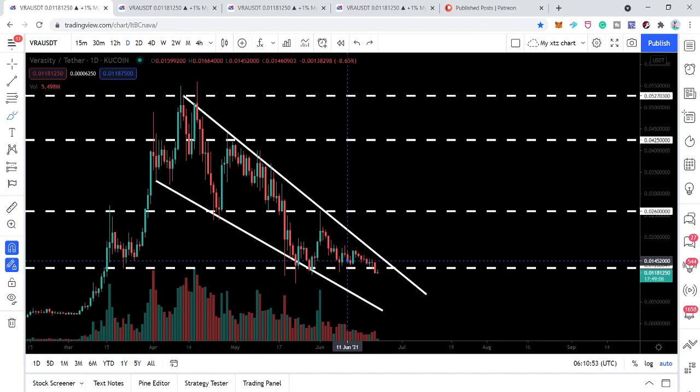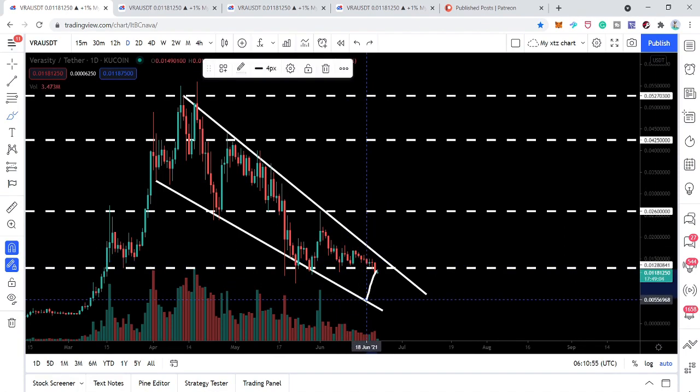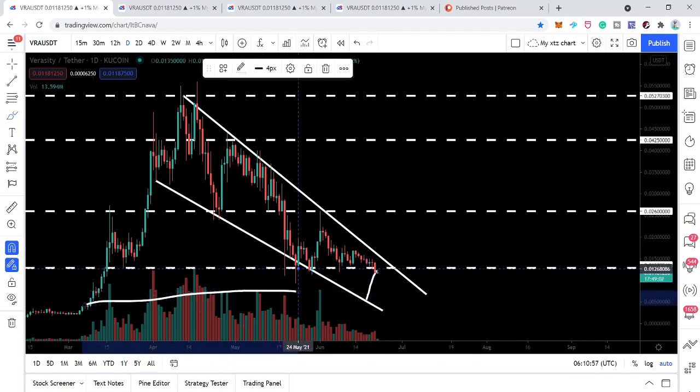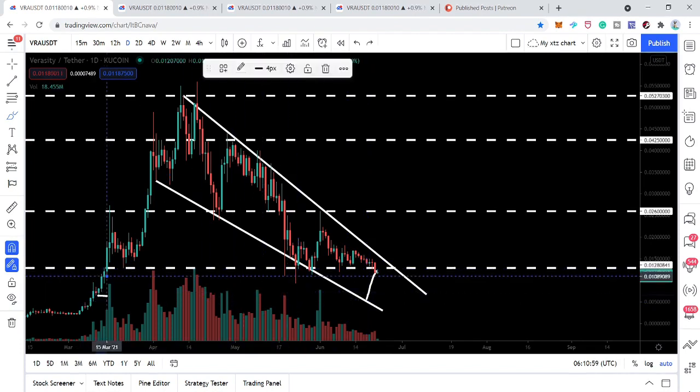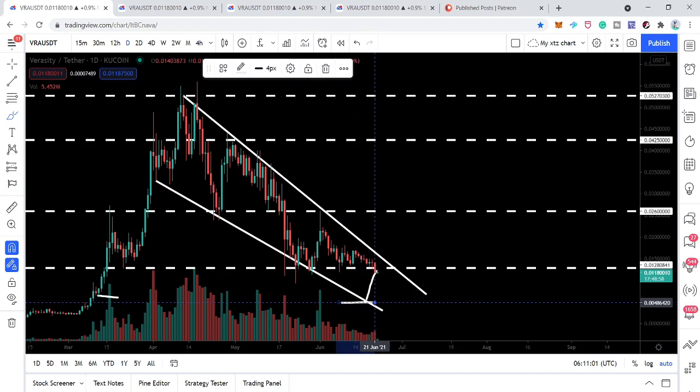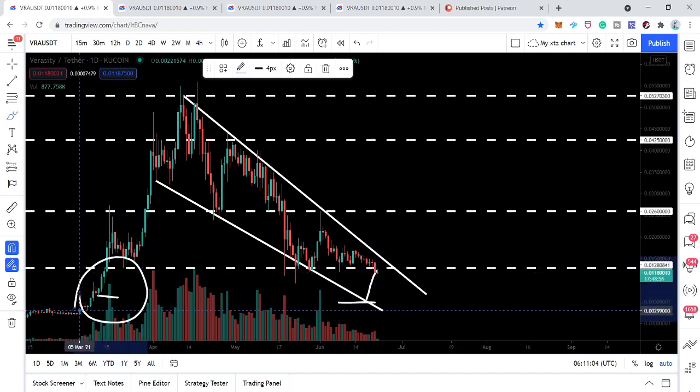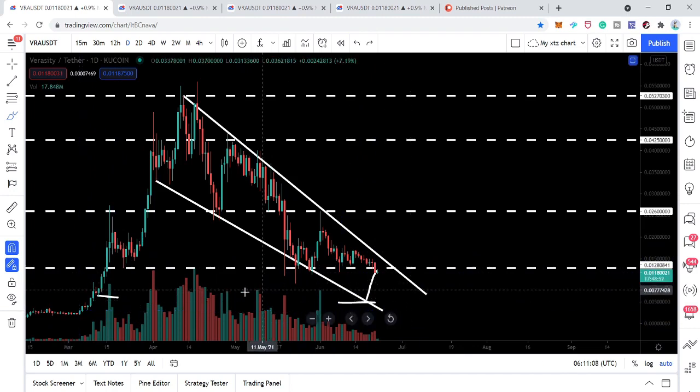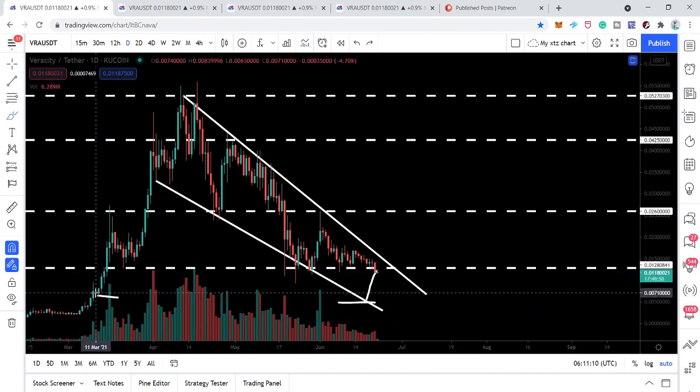However, if it moves down, then you can see that we have the next support at the same level of the falling wedge, where we have a minor support approximately at 0.007 cents, or rather, approximately 0.0065 cents.